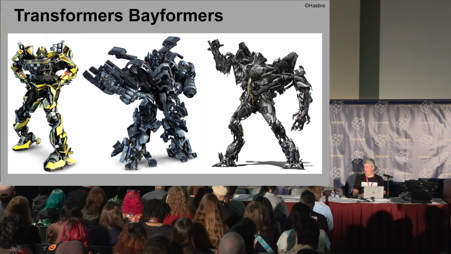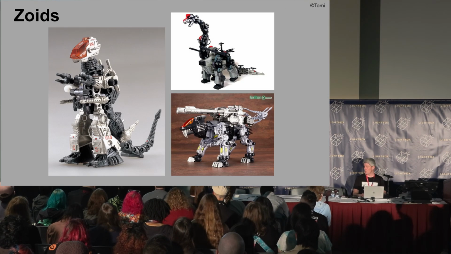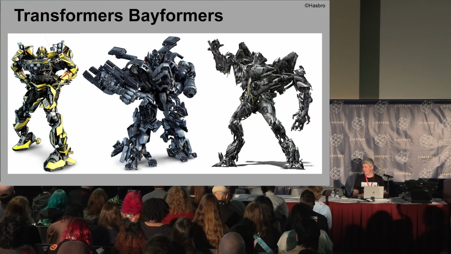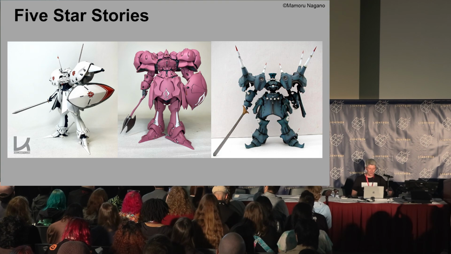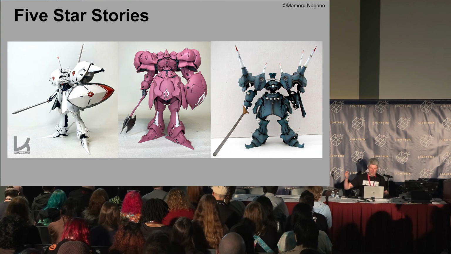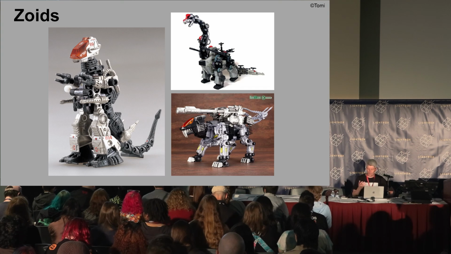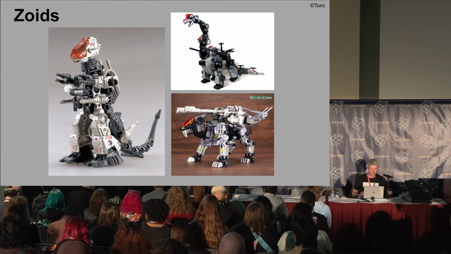For example, you're doing a robot IP. Here's the Bayformers, here's 5-Star Stories, and here's the Zoids. These are all basically robot IPs, but they look very different from each other. If you had to say something about the Bayformers, it's that there's a tremendous amount of visual detail. Perhaps too much visual detail, but that's a story for a different time. 5-Star Stories, big robots again, but they all look like medieval knights. They have the really thin waist, the really big hips, and they have shields, swords, axes, that sort of thing. And the Zoids are all based on dinosaurs, and they all have these funny little pegs on them.